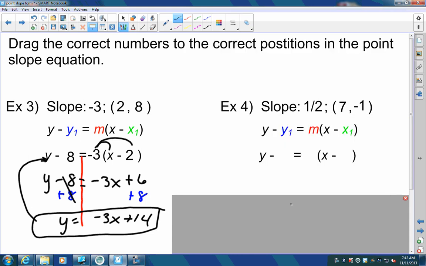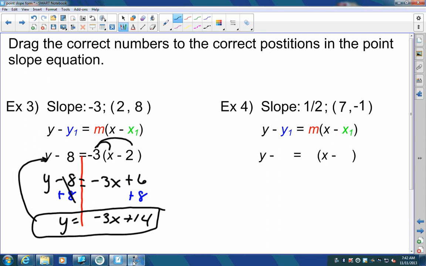All right, try this one. Try number 4. So for this example, it says y minus y1. Well, there's y1. Let me put that down here. And then the m is the slope. And x minus x1. All right. Here's what I notice. Y minus negative 1. Minus a negative. So this is a negative times a negative. This becomes y plus 1 equals 1/2, and then I have x minus 7.